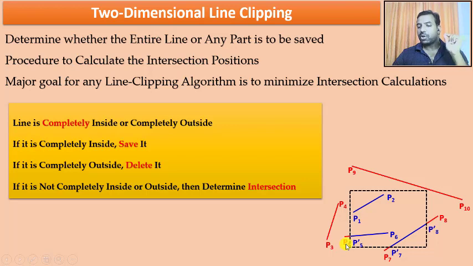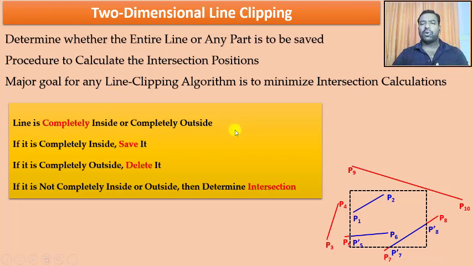Hence, P5 was a point of a line. Now P5 dash becomes the intersection point. Fine. Hence, I should be able to find the intersection position of the point which I am going to clip out. And the major goal for any line clipping algorithm is to minimize the intersection calculations, which we'll see later how exactly we can do. But it should be the major goal because finding the intersection point is a complex part of any line clipping procedure or algorithm.